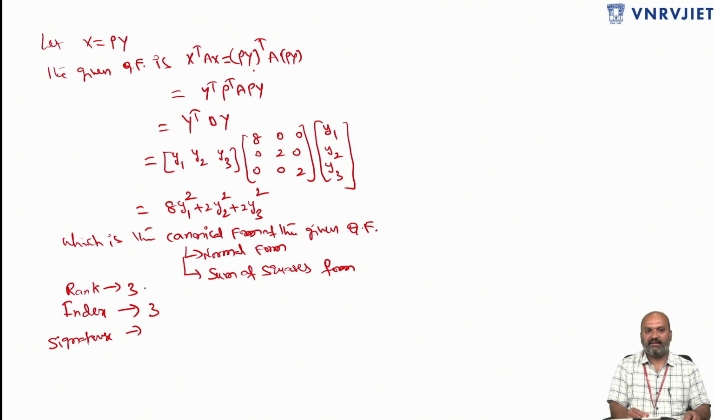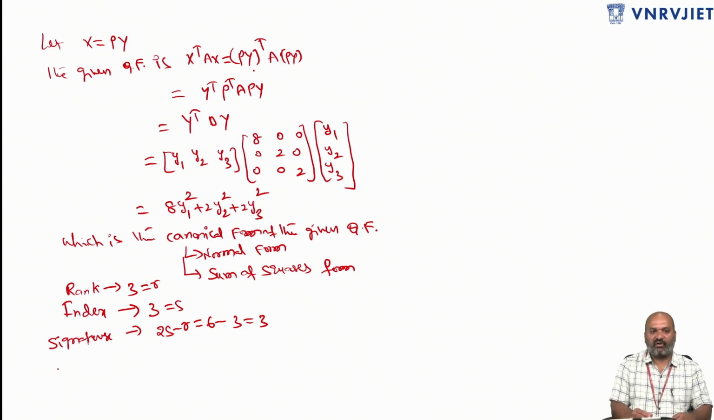Signature. What is signature? Rank is r, index is s. Signature is 2s minus r. 2s means 6, minus 3, which is 3. That is the excess of the number of positive terms over negative terms. Number of positive terms is 3 minus number of negative terms, which is 0. So 3 minus 0 is 3. Okay, this is rank, index, signature.